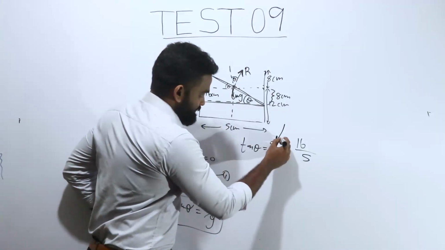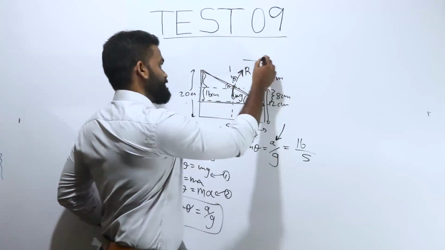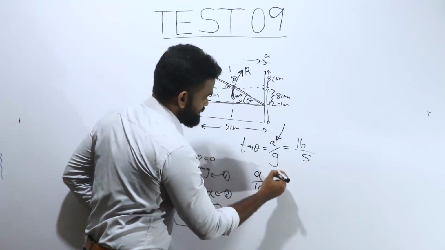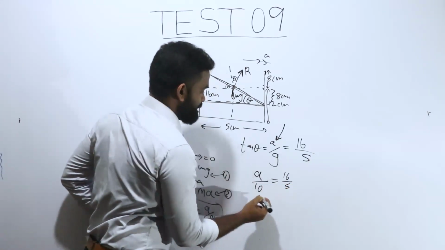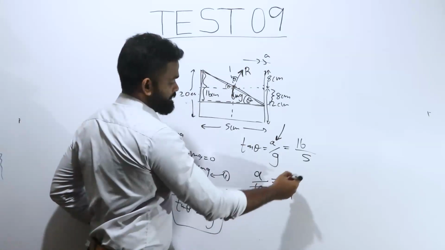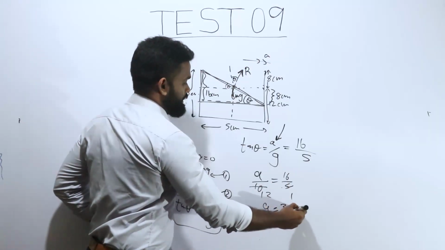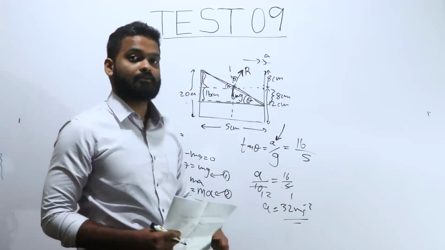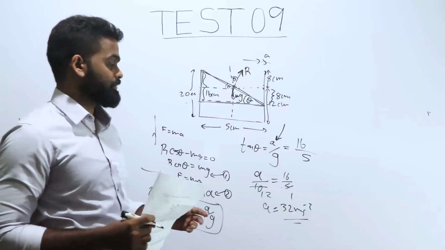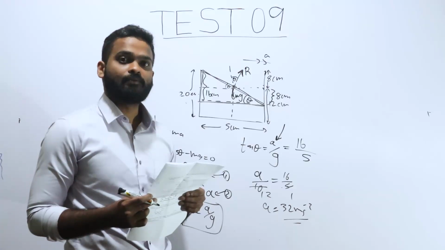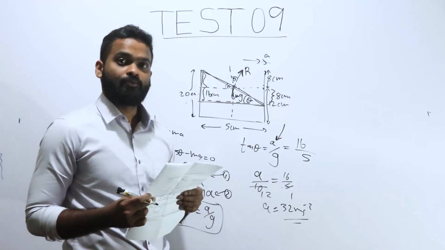So what they ask is this simple A, acceleration. A divided by G is 16 over 5, G is 10, so the 10 and 5 cancel, and then A equals 32 meters per square second. By just simply solving that, you can take acceleration as 32 meters per square second. So the answer for the fifth question should be the fifth option.